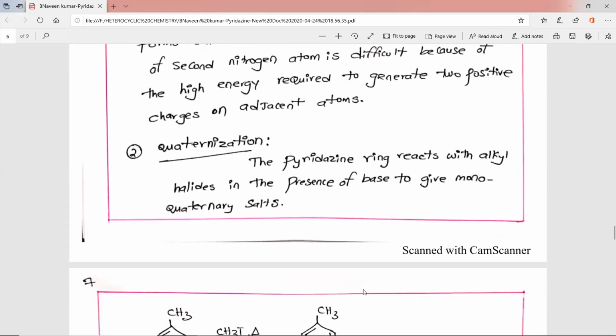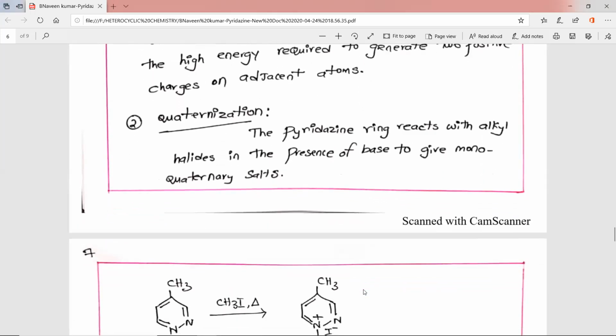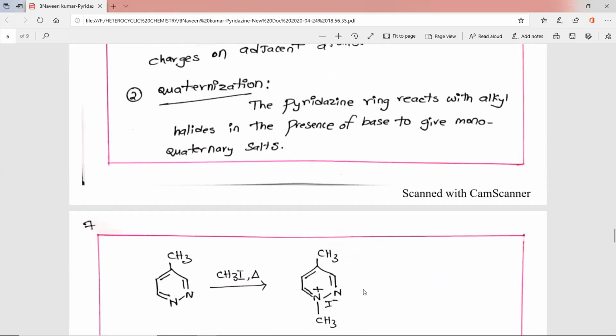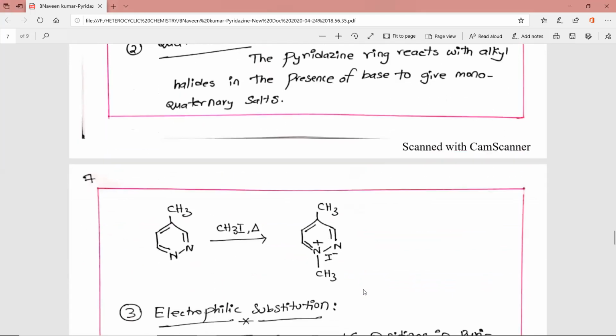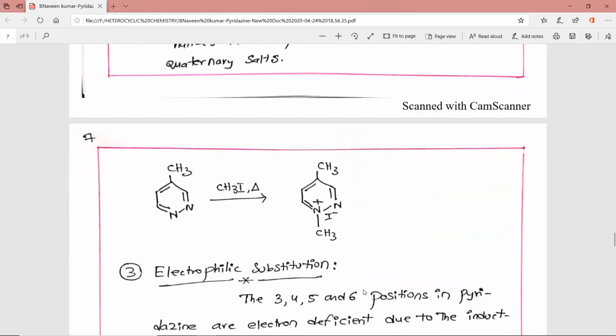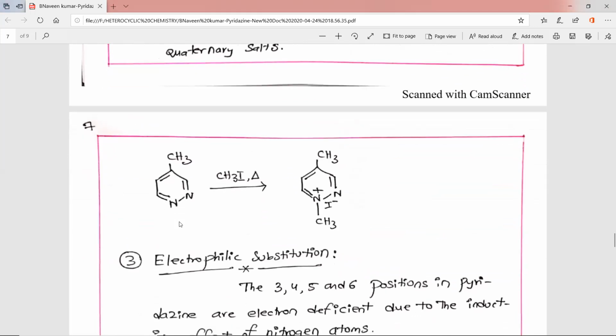Pyridazine ring reacts with alkyl halides in the presence of base to give a monoquaternary salt. So here also only one of the nitrogen atoms, either N1 or N2, can form the quaternary salt. When treated with methyl iodide, only one of the nitrogen atoms can form the quaternary salt. It is not possible to form quaternary salts with both nitrogen atoms. Only one of them can form a quaternary salt.